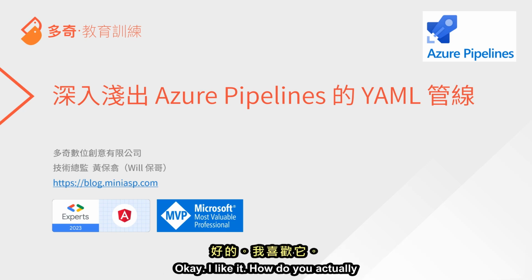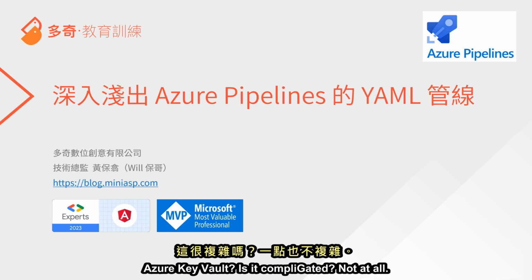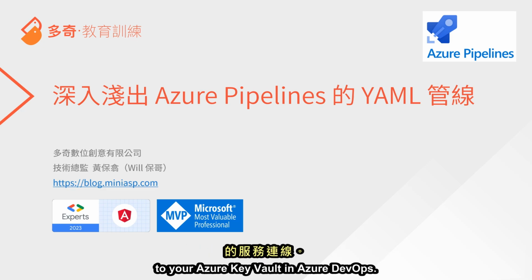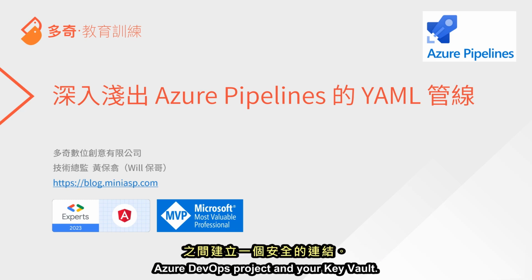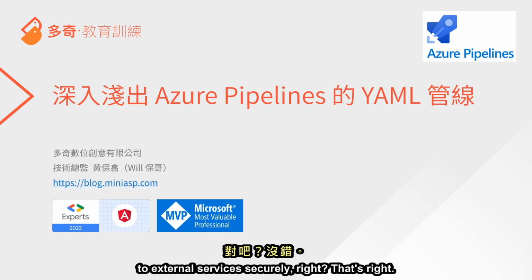Okay, I like it. How do you actually set up a variable group that's linked to Azure Key Vault? Is it complicated? Not at all. You first need to create a service connection to your Azure Key Vault in Azure DevOps. That creates a secure link between your Azure DevOps project and your Key Vault. Right, service connections. Those are what let Azure DevOps talk to external services securely, right?